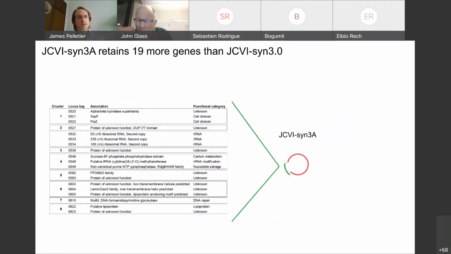Then turning our attention to JCVI-syn3A, it retains 19 genes that are not retained in Syn3.0, and they were organized in 8 clusters of contiguous genes that could represent transcriptional units. And when we looked at these clusters, we observed that the first cluster contained FtsZ.